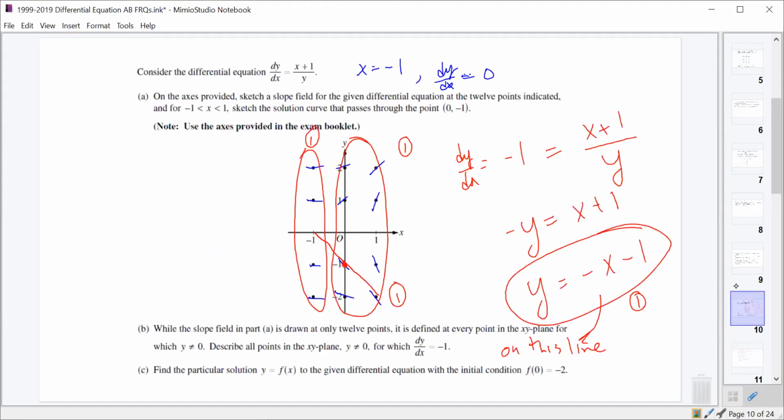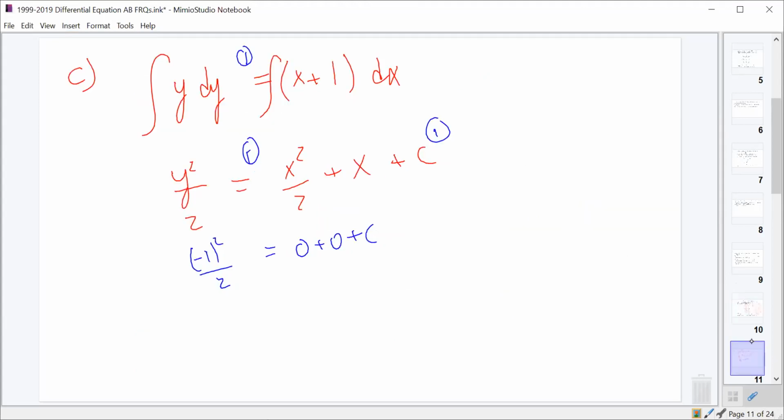Is that right? No, it was -2, sorry. X was 0, y was -2. So we'll solve that and get that our constant is 2. So we'll have y squared over 2 equals x squared over 2 plus x plus 2. And that's the 4th point for finding your constant.